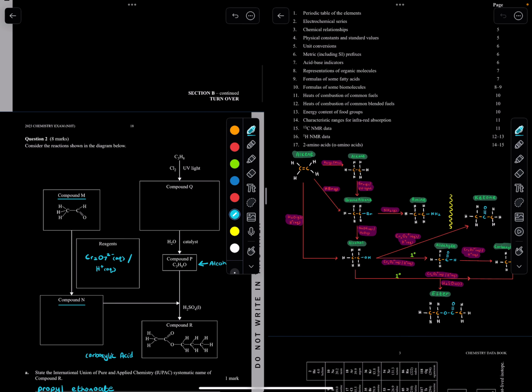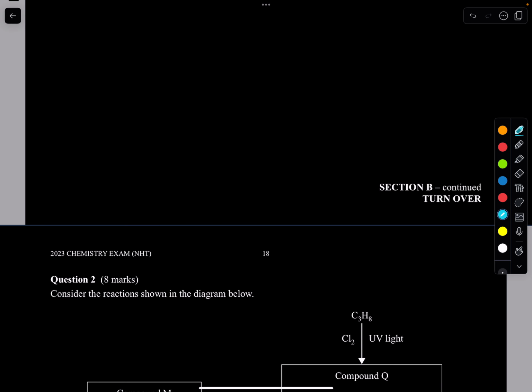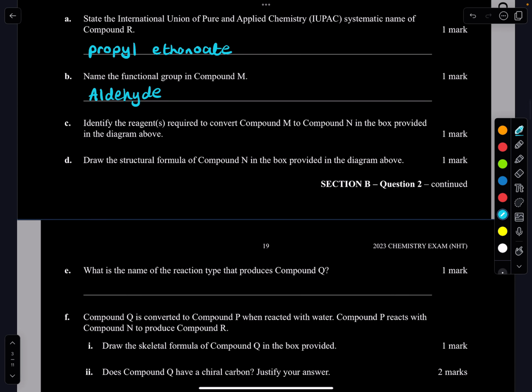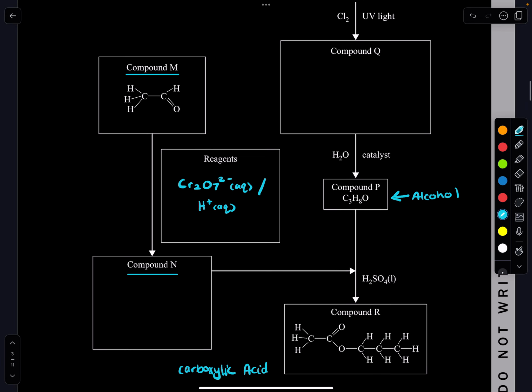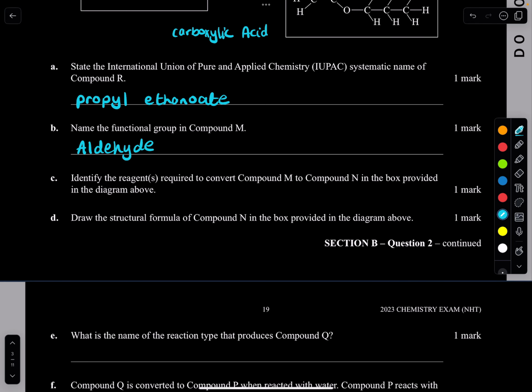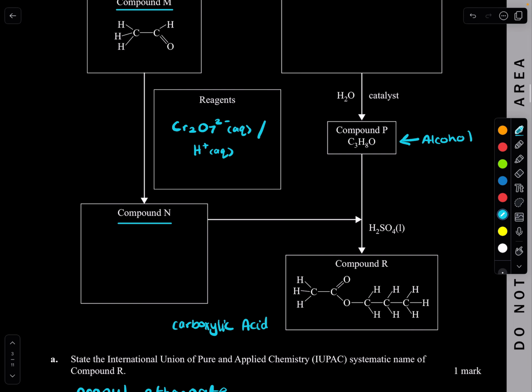So, okay, we've done that. Let's come back. Did we answer the question? Identify the reagents. Yep, in the box. Beautiful. These are the reagents. Next thing, draw the structural formula of compound N in the box provided in the diagram above. Easy. So remember, when it reacts, this is going to form a carboxylic acid. So when you form it, it's going to be COOH. Done. It becomes a carboxylic acid.